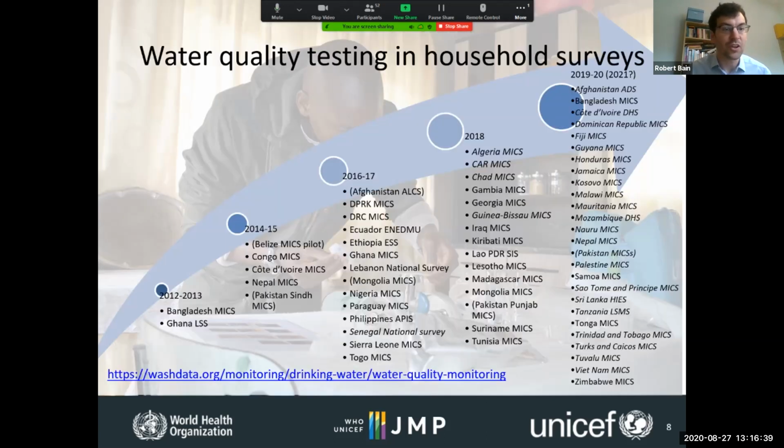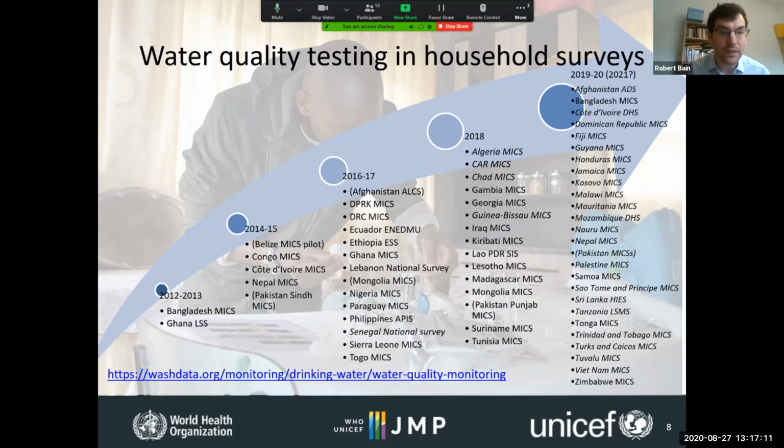So this chart just shows the expansion of the number of countries that have done the module. Starting with Bangladesh and Ghana in 2012 and 2013 to a very long list in 2019, 2020, with a bit of a question mark about the timing of some of these surveys, as obviously the pandemic is having an impact on when countries are going back to fieldwork for surveys that have been planned, and when they're going to start new surveys that have been in the works for some time.